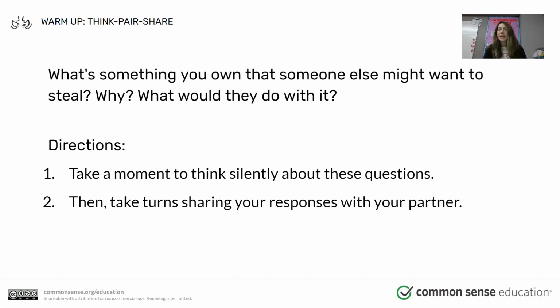So again, we can't really have a discussion about this because we're not together, but I'll just throw some things out there. Maybe you all have the new iPhone, what is it, 12 now, I think. And that could be something that someone would want to steal. Why? Because it's valuable. They could easily swipe it clean and resell it, right? And they could make money off of it.